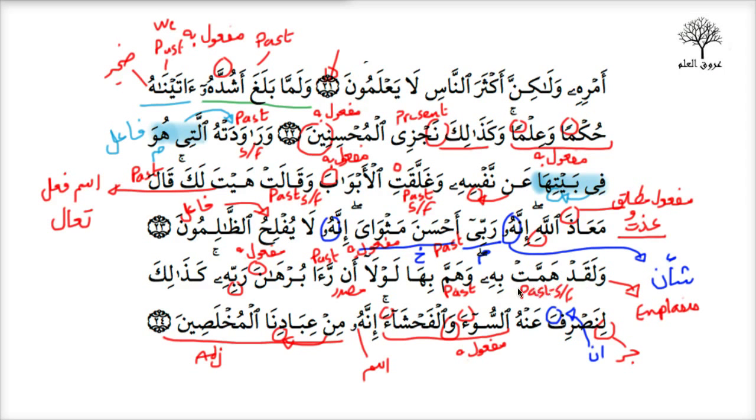And indeed, she desired him, and he might have desired her if he did not see the proof, the evidence, the proof of his Lord. So in other words, she desired him, however he didn't, because of the sign of the Lord that he saw. كذلك, like that. لنصرف, we did that, لنصرف, to repel or to turn away from him السوء, lewdness, evil, والفحشاء, and immodesty. إنه, indeed he is from our chosen servants. Okay, that's the translation of it then.